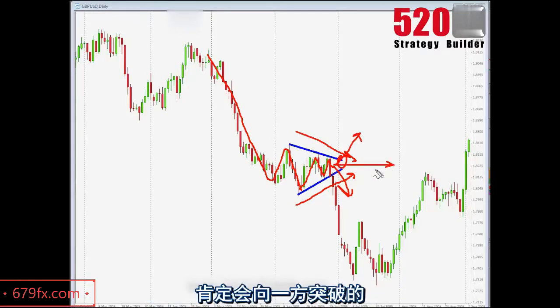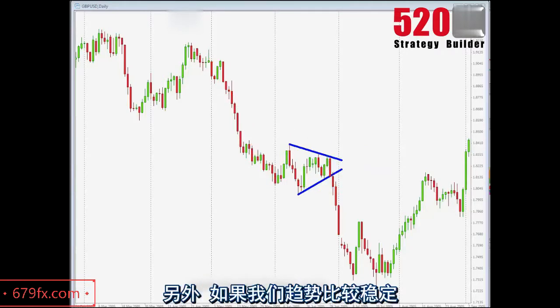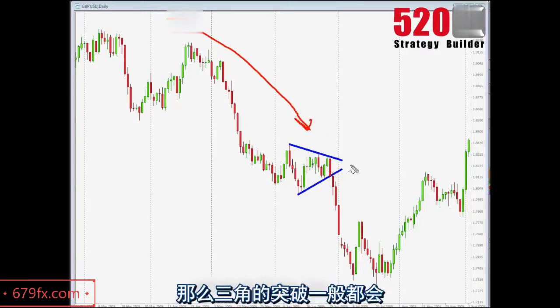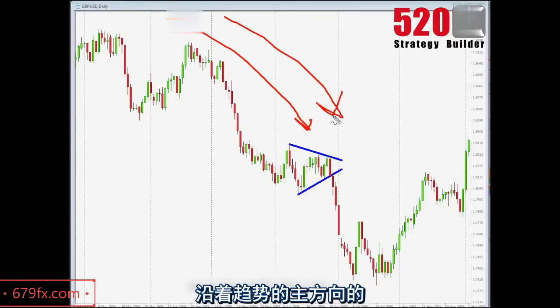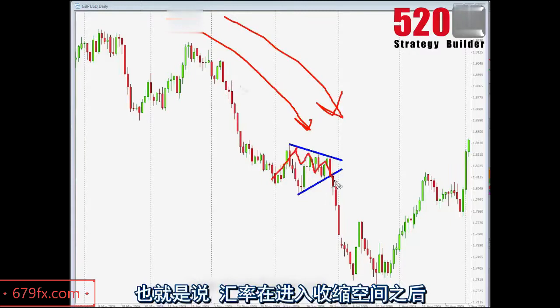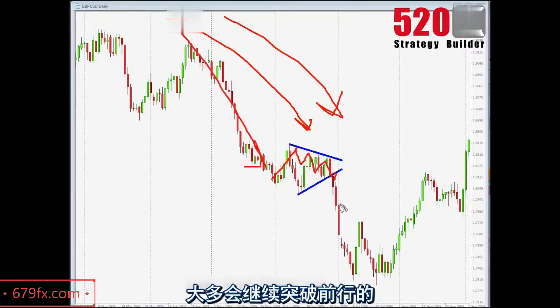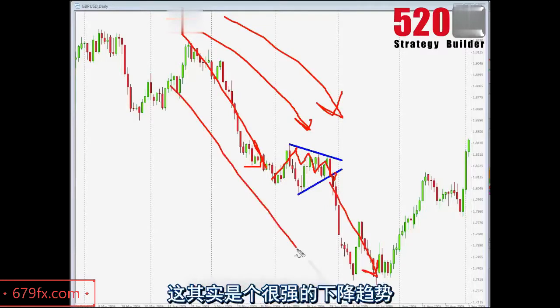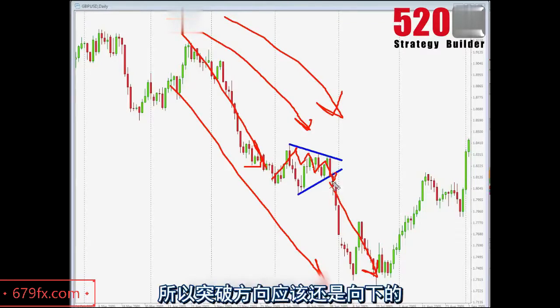It's got to break to either one side, and more often than not, as I was saying before, if we are in a sound trend, it usually breaks in the direction of the previous move, right? Meaning if we were coming into this consolidation area from above, most often than not, if this is a strong trend, it should break in the direction of that trend. Okay.